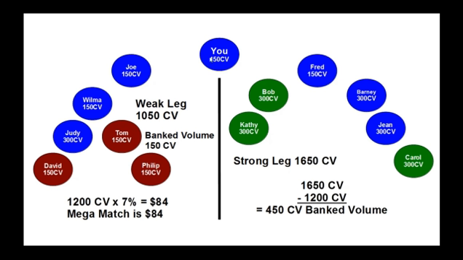Because everyone that you've sponsored and everyone they sponsor, if they're applying the same technique, they're also banking their own bank volume. When their legs flip, Synergy then adds the bank volume back into their weak leg to pay them a higher basic commission, so that the person who sponsored them will also receive a higher mega match.